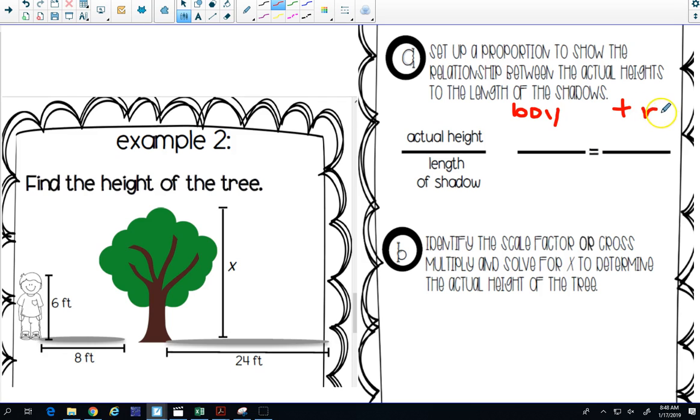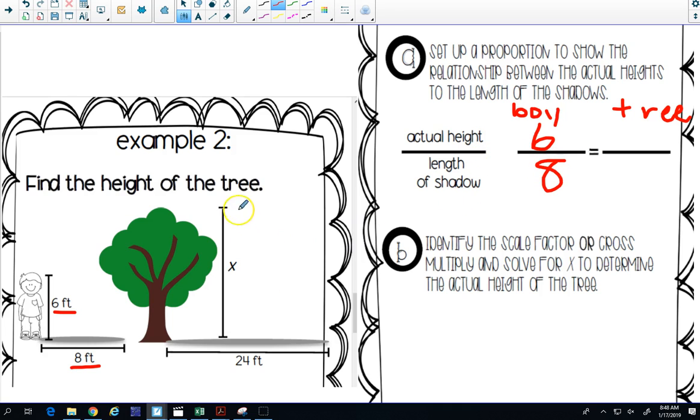So it's important that you guys are labeling this, or you can easily mess up your proportion. So you've got the boy, his height, comparing that to his shadow, and you're going to write that as a proportion comparing the tree to the tree's shadow. So how tall is the boy? 6 feet. Okay, so I'm going to put the 6 over here. And what's the shadow of the boy? 8.